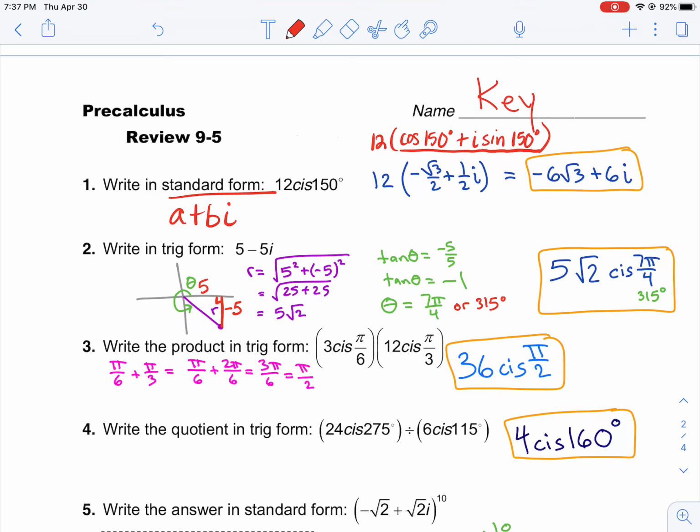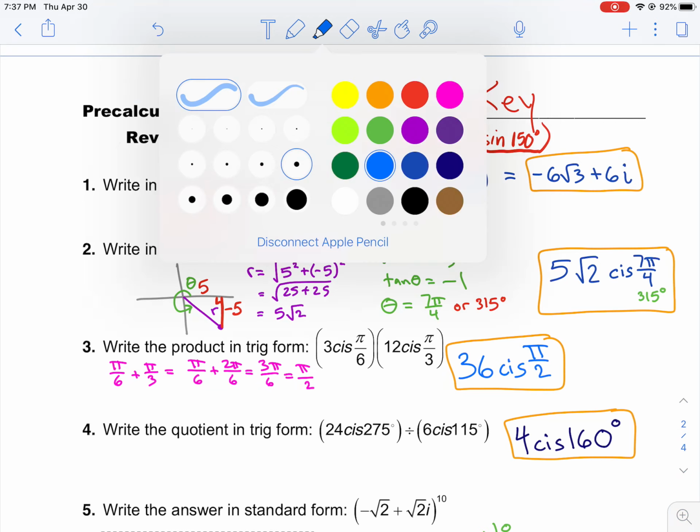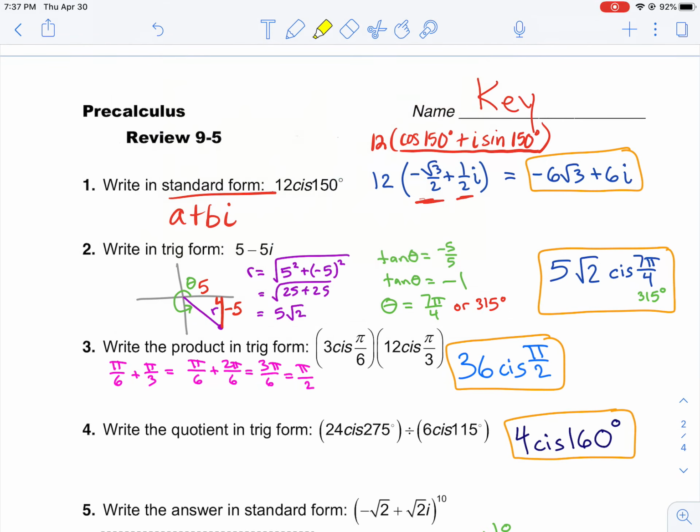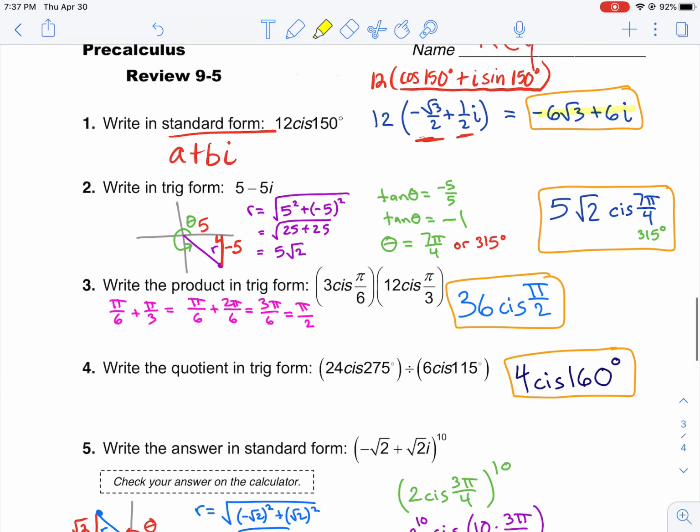And we know that the cosine of 150 degrees is negative root 3 over 2, and the sine of 150 degrees is 1/2. So we replace each of those with their values and then distribute the 12 in order to get negative 6 root 3 plus 6i. Now, if we want to write it in trig form, that means cis form.